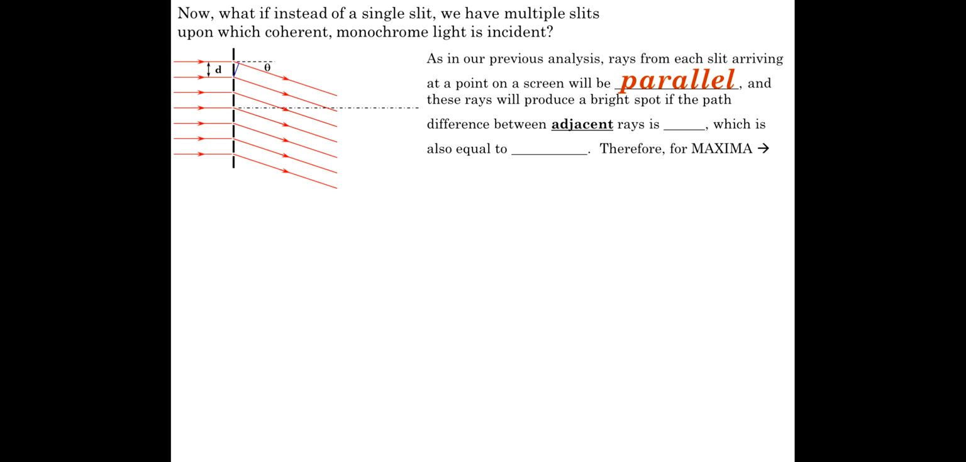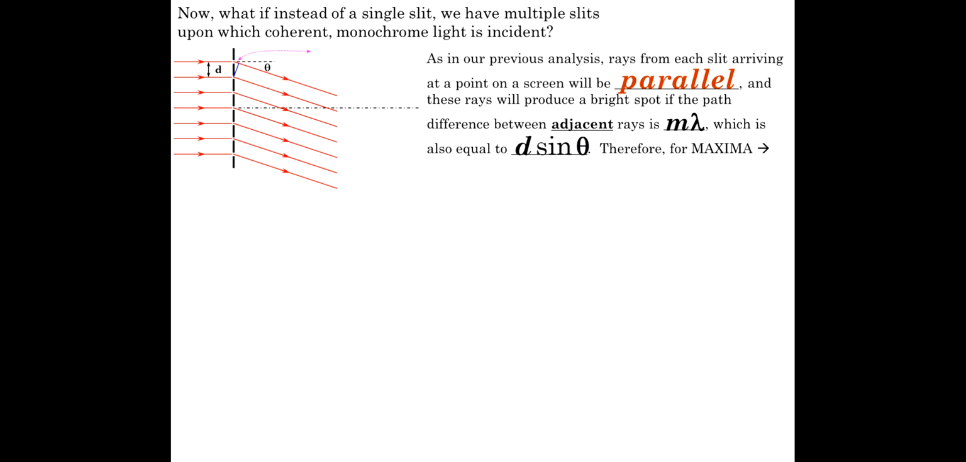So these rays being parallel to each other will arrive at a point here, but that's basically the same point. So hopefully that makes sense. And they'll produce a bright spot if the path difference between adjacent rays is m lambda, which is equal to d sine of theta.